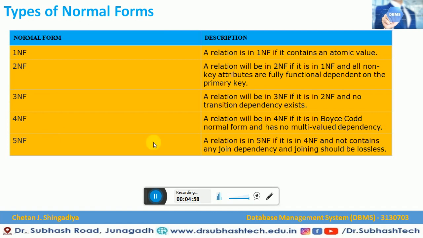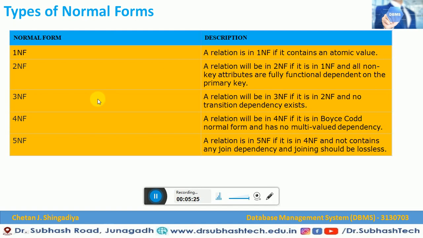And then what is fourth normal form? A relation should be in 4NF if it is in BCNF and has no multi-valued dependency. Then what is 5NF? A relation is in 5NF if it is in 4NF and does not contain any join dependency, and joining should be lossless. That means data should not be lost while doing the join operation.